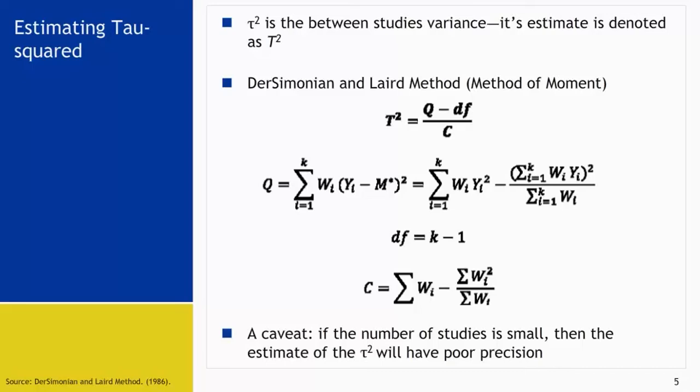Just a caveat: if the number of studies is small, then the estimate of the tau square will have poor precision. What do we mean? Well, you're trying to guess the distribution with a set of studies, but if you have only 3 studies, your guess of that distribution won't be very precise, right? So that's the idea.